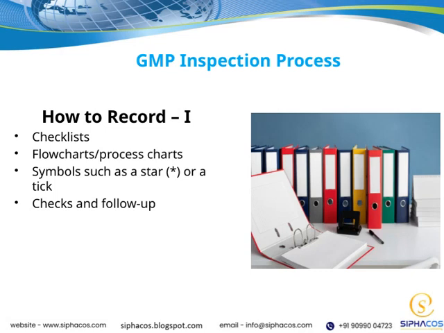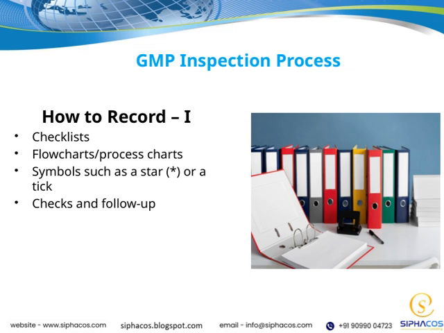First, using checklists can really help ensure you don't miss any important steps or details. They serve as a quick reference and keep you organized throughout the process. Next, flowcharts or process charts are great tools for visualizing the entire workflow, making it easier to understand complex procedures at a glance. Symbols like a star or a tick are useful for highlighting key points or completed tasks, helping you and others quickly identify what has been done or what's most important.